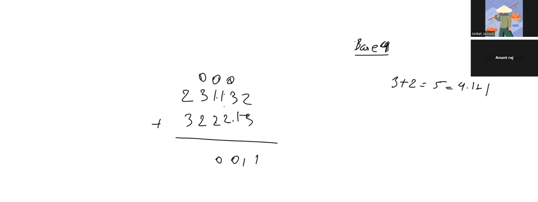Now I am at this step. Understand it? This is for this, this is for this, and this is for this. Now 3 plus 2 plus 1 is 6, which is 4 into 1 plus 2, right? So it's 2 and carry 1. Now 3 plus 2 plus 1 is again 6, which is 4 into 1 plus 2, so 2 and carry 1 here. So the answer coming is 122001 in base 4.